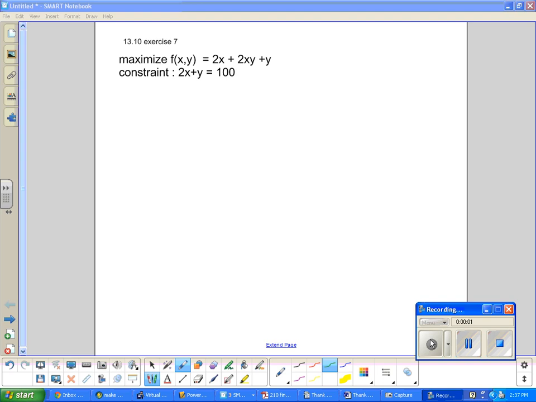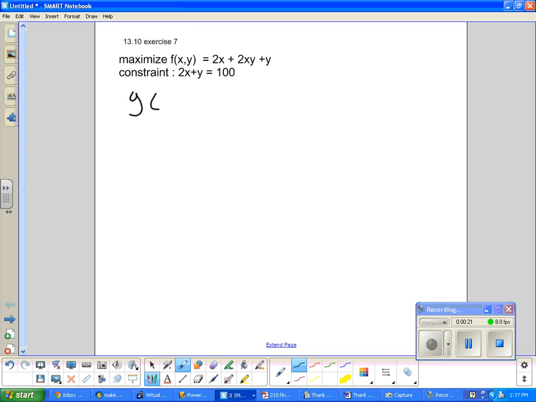All right, we're going to be doing number 7 from the exercises for 13.10 out of the book. We have to maximize 2x plus 2xy plus y, given the constraint function 2x plus y equals 100. First thing I'm going to do is rewrite the constraint function as a function g, equals 2x plus y equals 100.